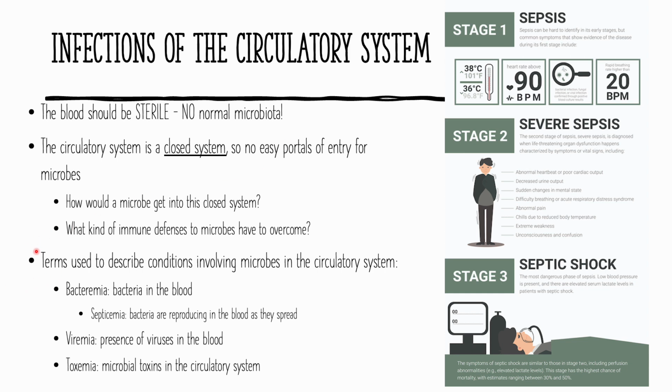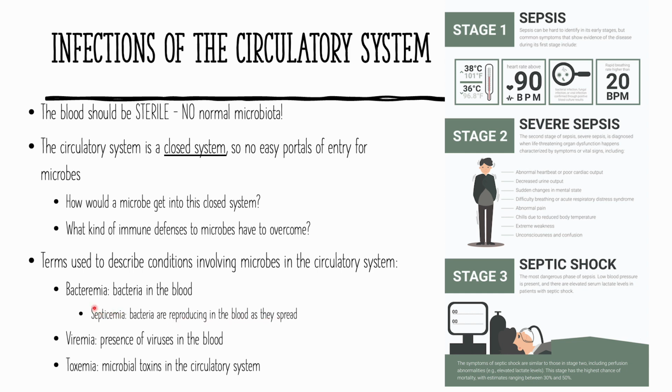So some important terms to know in describing conditions involving microbes in the circulatory system once they do get there. Bacteremia refers to bacteria in the blood. Septicemia refers to bacteria that are reproducing in the blood as they spread.